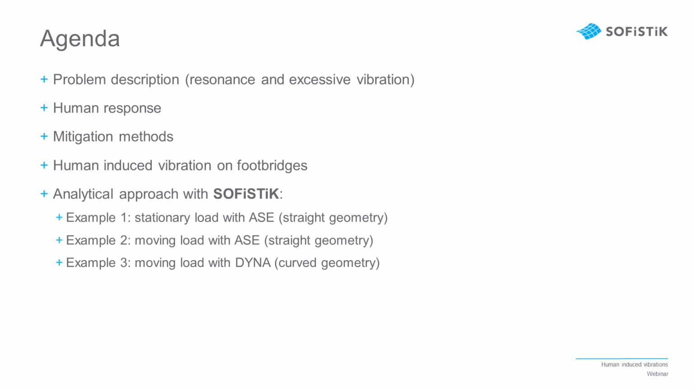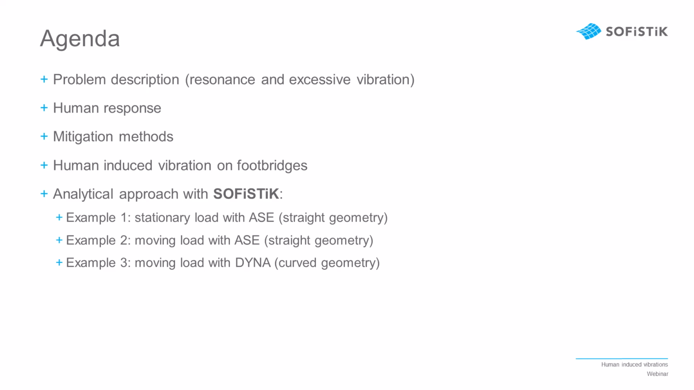In terms of the agenda for this webinar, we will start off with a problem statement and description of what is to be understood by the terms resonance and excessive vibration. We will then discuss the primary design criterion, that is the human response to vibration. We will review the mitigation methods available if the design exceeds either ultimate or serviceability criteria, which will conclude the general part of the webinar.